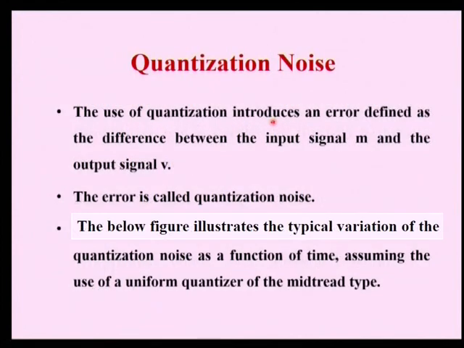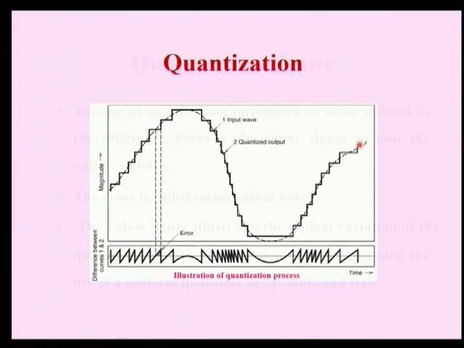The use of quantization introduces an error, which is defined as the difference between the input signal m and the output signal v. This difference is called the quantization noise or the quantization error. This figure shows the quantization and the original signal, and this figure shows the quantization noise.